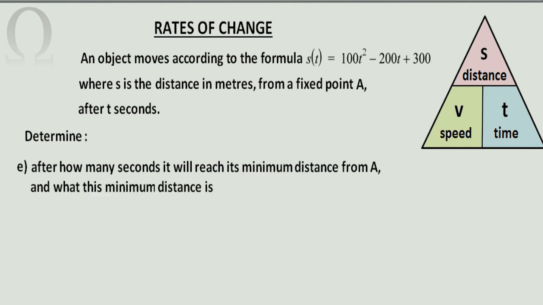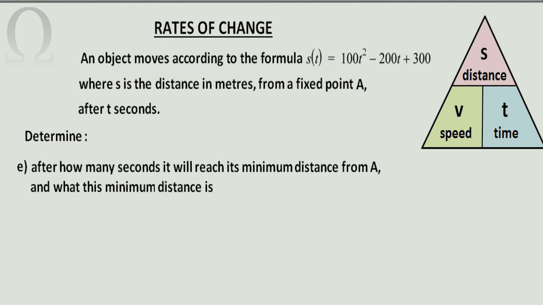Finally, we are required to determine after how many seconds the object will reach its minimum distance from point A, and what this minimum distance is. Recall from the cubic function that at the stationary points of the function, the first derivative of the function equals 0. In other words, to determine the coordinates of the maximum and minimum local stationary points of the cubic function, we equate the derivative of the function to 0.